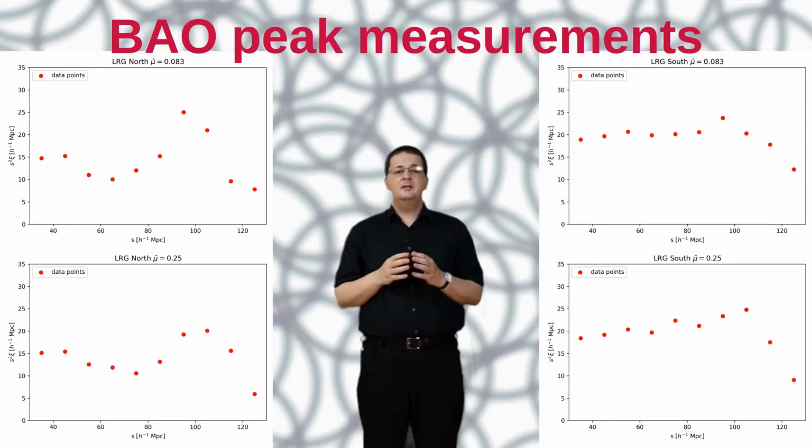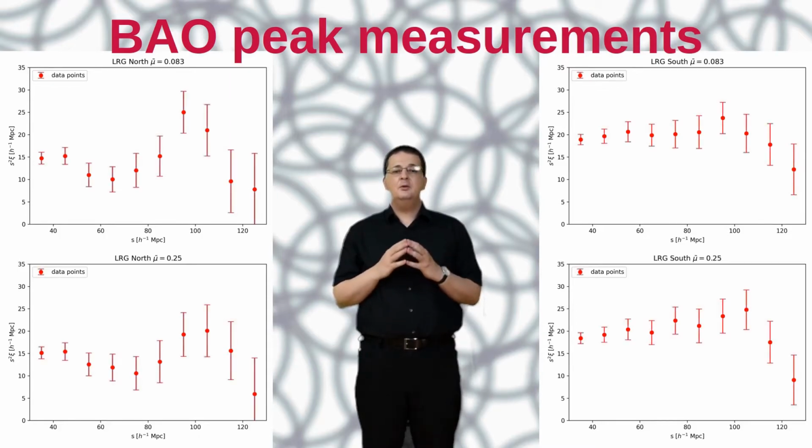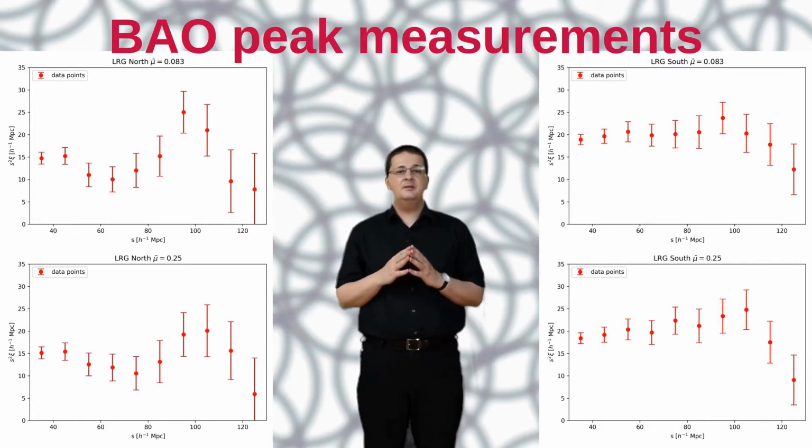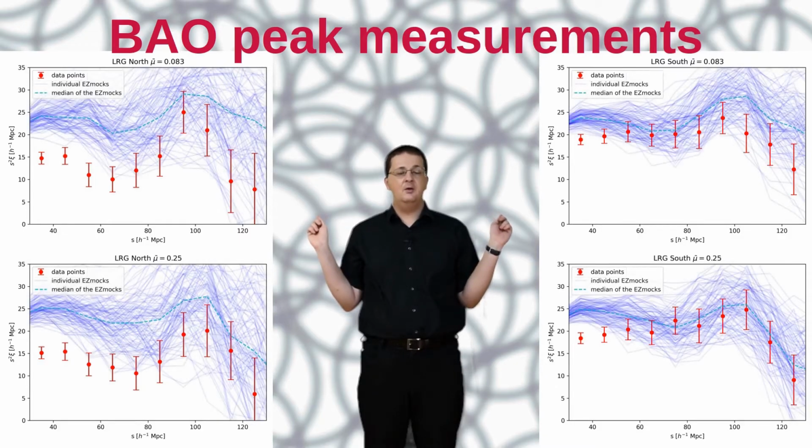However, no measurement comes without error bars. In order to obtain these error bars, we use the covariance matrix that we will also use for our fit. The covariance matrix itself was calculated using 100 EZmocks that were generated for DESI, whose 2-point correlation functions I'm displaying now. Oops! They are systematically offset from our measured correlation function.